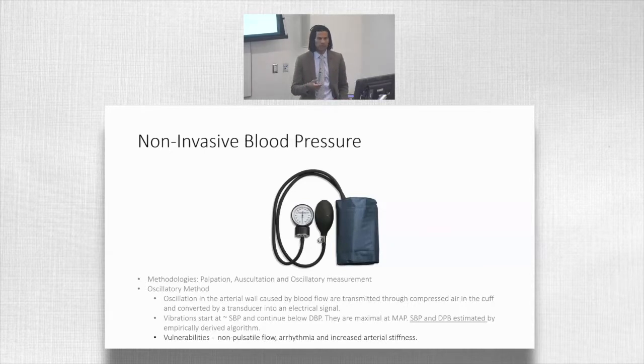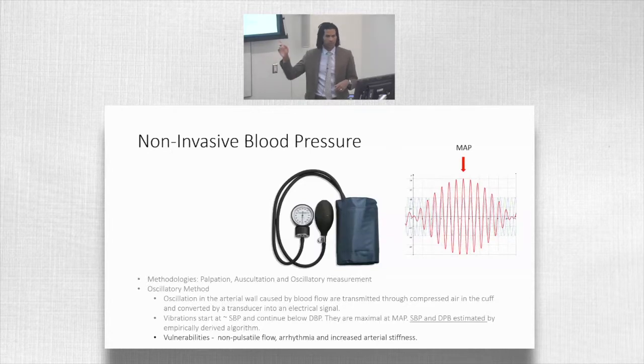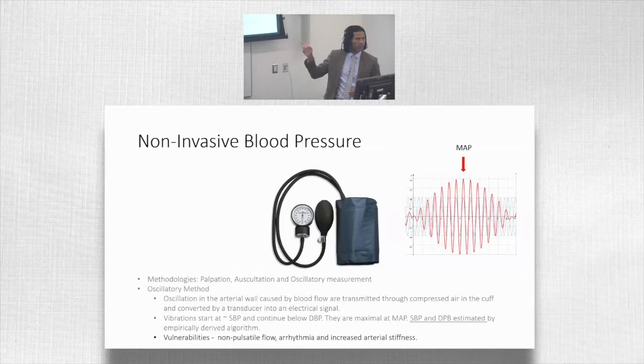With the onset of systolic flow, those oscillations are vibrations and cavitation of the vessel. And those oscillations continue down below the diastolic pressure. And so if you modeled it, it looks something like this. Oscillations that begin above the systolic and go below the diastolic. The oscillations are maximal at the mean arterial pressure. And so what these oscillatory cuffs measure accurately is the mean blood pressure.